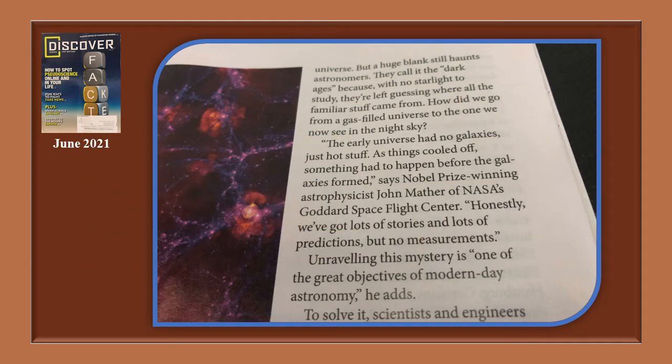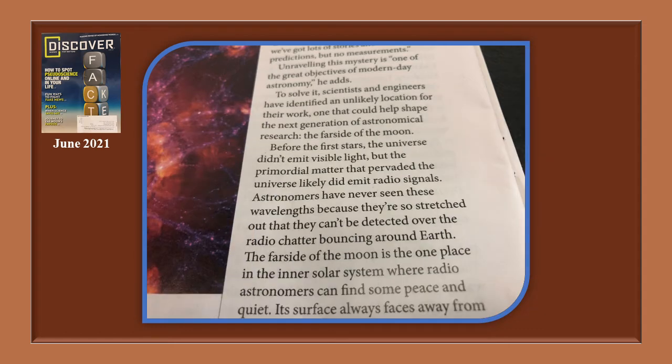But a huge blank still haunts astronomers. I bet it does. They call it the Dark Ages. Because with no starlight to study, they're left guessing where all the familiar stuff came from. How did we go from a gas-filled universe to the one we now see in the sky? Hey, you know what? I've got an idea how that happened. God set them in the firmament of the heaven. And that's what they look like because they follow their own course. The Bible says they're in a course, and we've been taking pictures for years, and they're all in courses.